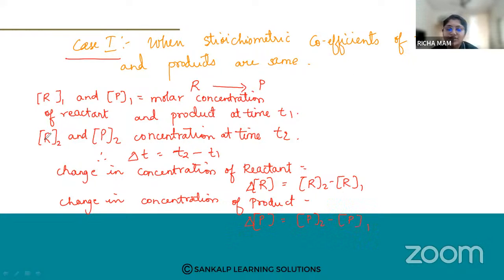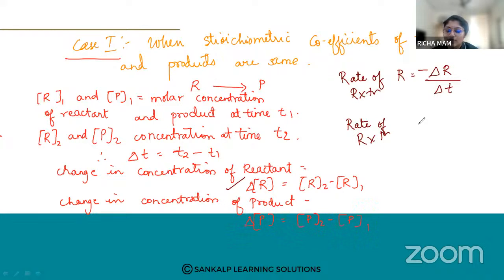Now, how do we write the rate of reaction? With respect to the reactant, it is minus delta R by delta T, because there is a decrease. Similarly, the rate of reaction with respect to the product is delta P upon delta T.